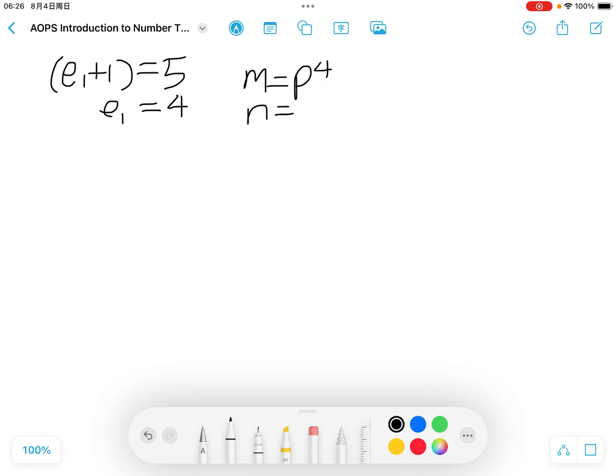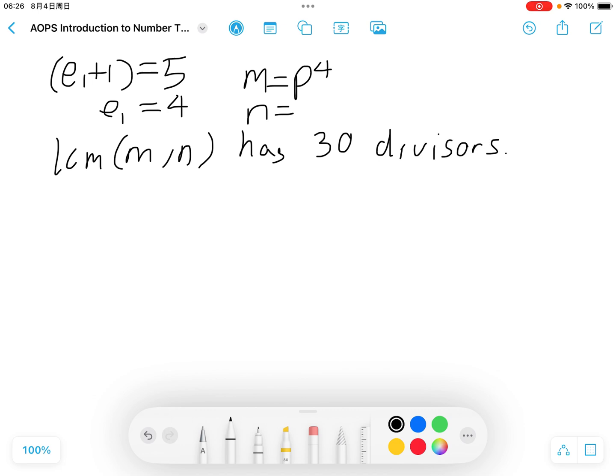So now we want n to have the largest possible number of divisors. We know that the LCM has 30 divisors. So what this means is that if we took the largest exponent from every single prime in m and n, and multiplied those together to form a number, that number has 30 divisors. So 30 can be factored as 30, 2 times 15, 3 times 10, etc.